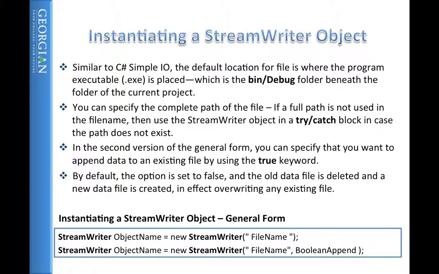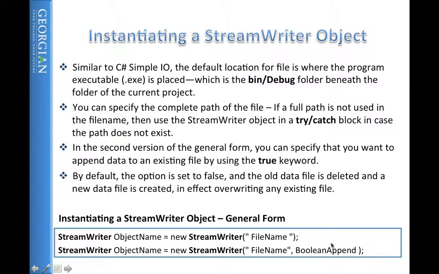Okay, so here we go. We're instantiating a StreamWriter object, and it looks the same as what we did before. Our general form is StreamWriter, or object name, whatever it's called, is equal to new StreamWriter. We've done this instantiation before, so by now it should be kind of old hat, right? And here's your file name that you're writing to. And again, you have this other Boolean append option here if you're going to append to the file or not. So for example, if you want to specify that you want to append data to an existing file, you use the true keyword.